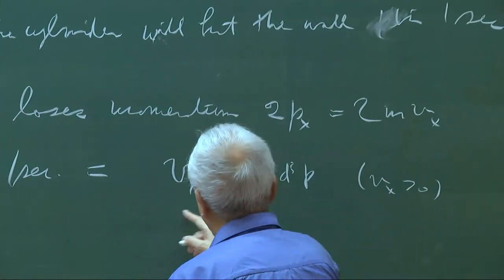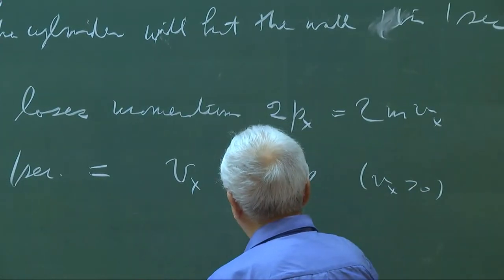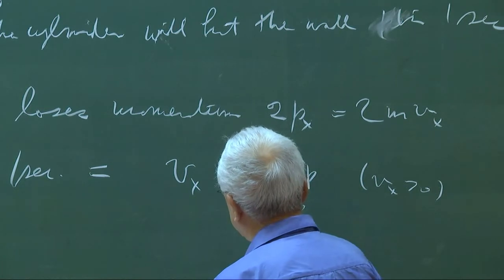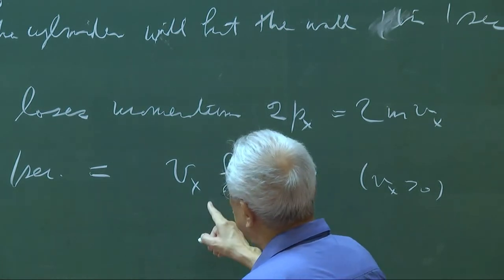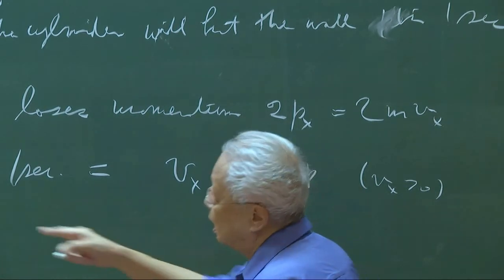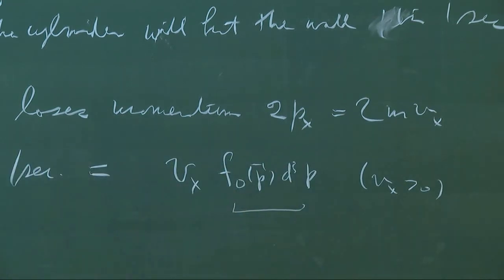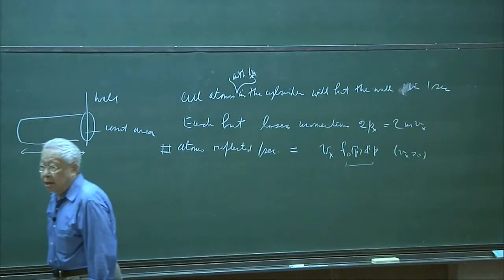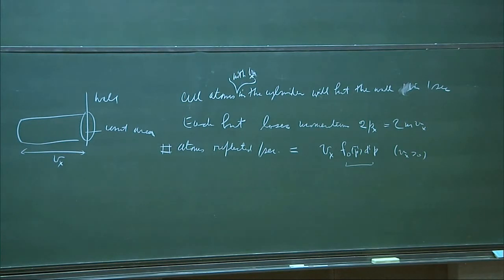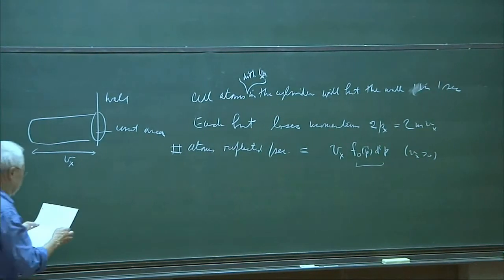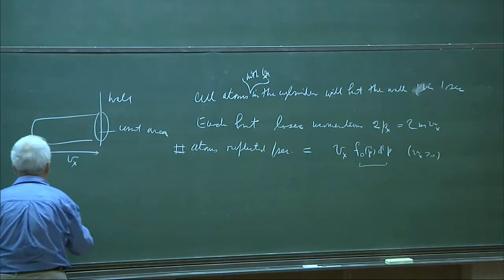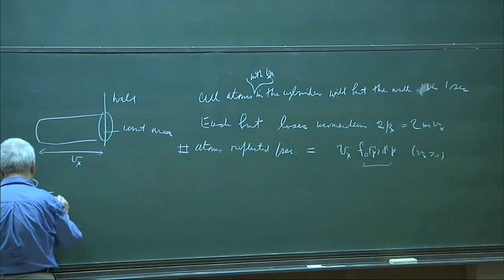You see, this is the flux of particles, right? This is the number of particles. This is the density, right? This is the density of particles with Vx. So the density times Vx, and that's just equal to the density here times the volume of the cylinder, unit area. So that's the number of atoms hitting the wall per second. And when it hits, it reflects. And therefore, we can now write down the pressure.